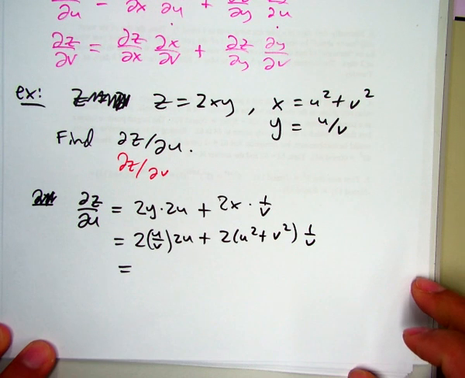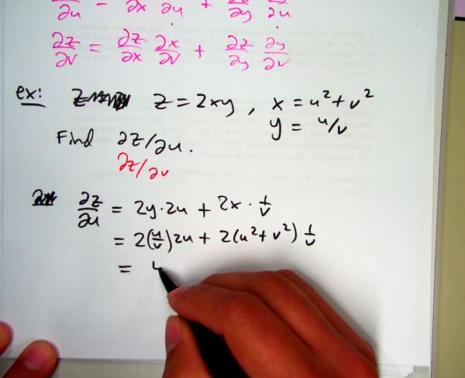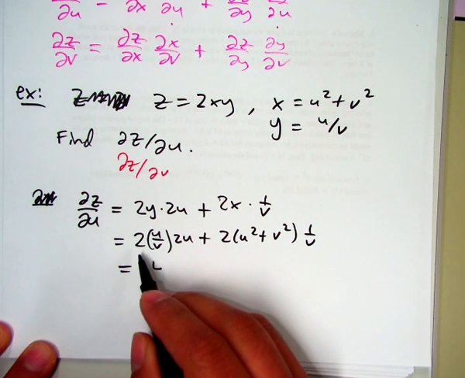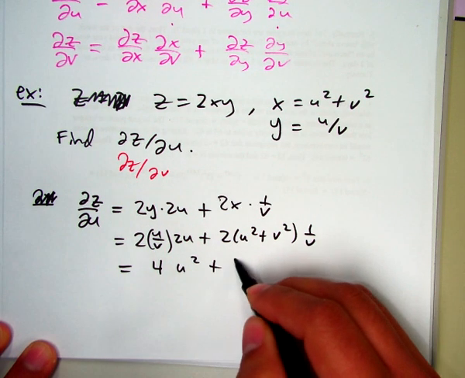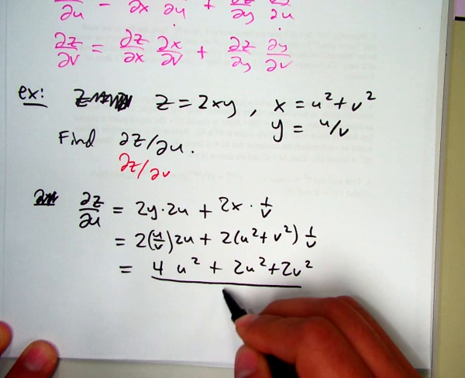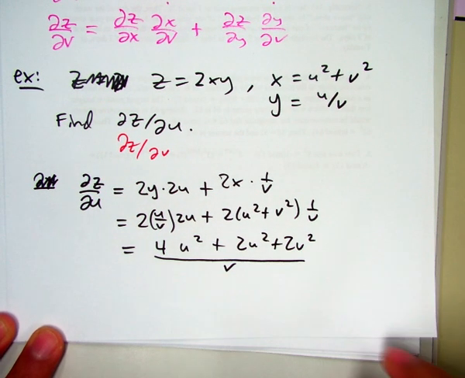Some of you have two separate fractions. I wrote it as one since I saw that there's a denominator of v. So 4u squared plus 2u squared plus 2v squared all over v, or equivalent. Some of you had it as two terms, which is fine.